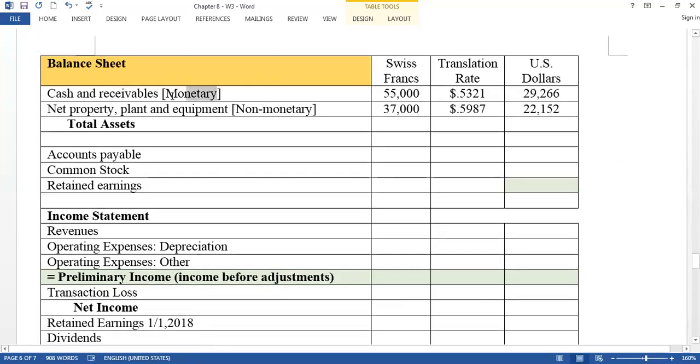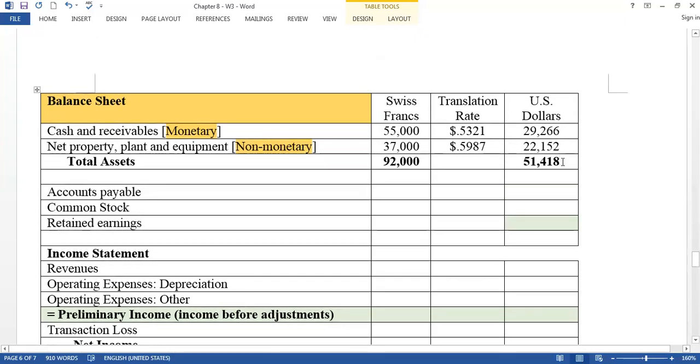So monetary and non-monetary assets are translated. Look at the rate: non-monetary we use historical, and cash equivalent we use the current. Now total asset 92,000 becomes 51,418. Okay, so assets are translated. Now we are going to translate liabilities. We are going to translate common stock, right? Then the plug number is the retained earnings.